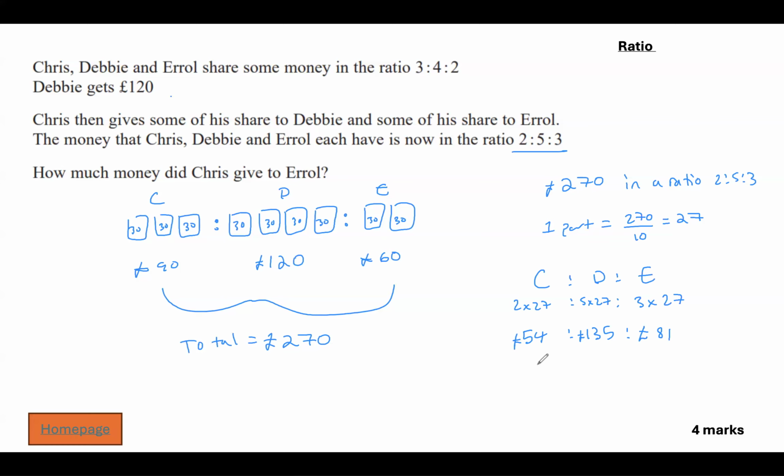And if you add these up together, your total will still be 270. So let's just test this out. So 81 plus 135 plus 54, excuse me, is still equal to 270 pounds. But it says, how much money did Chris give to Errol? Well, Errol started with 60 pounds. He's now at 81 pounds. So Errol received 21 pounds. All right, perfect.